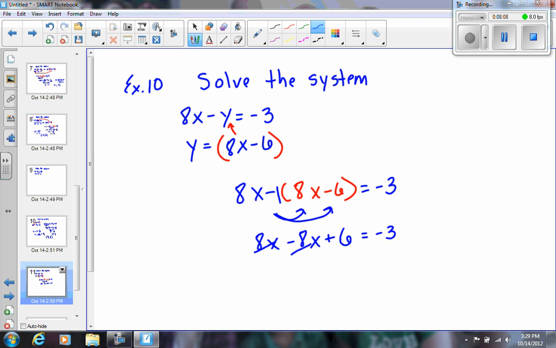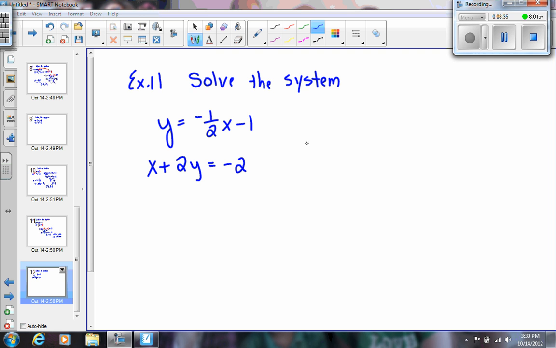8x minus 8x, those cancel out. So we have 6 equals negative 3. Well, wait a minute. You guys know that's not true. It's never true. So our solution actually is no solution. So when you get a statement that's never true, then your solution, you would just say it's no solution.